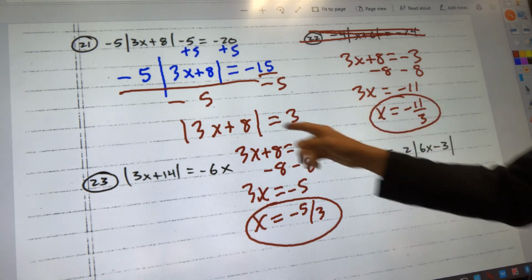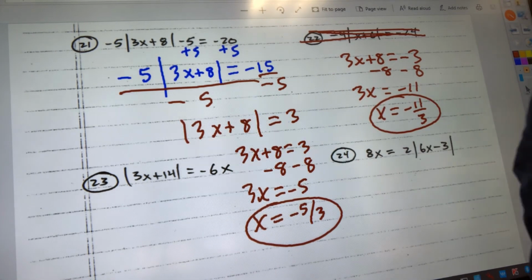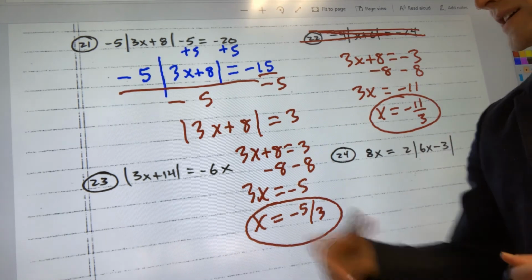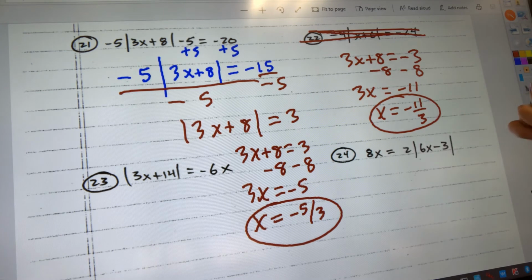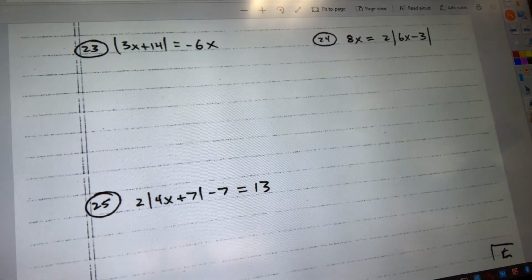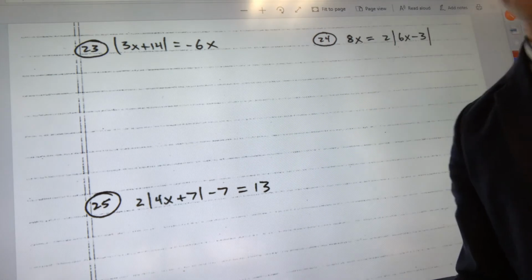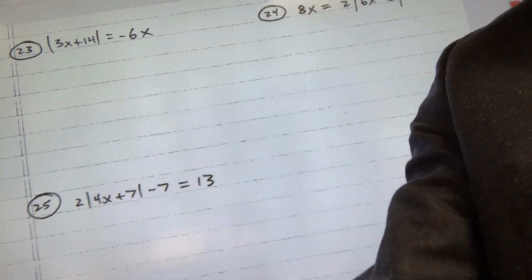Again, you don't need to check it. If you plug them back in, you'll get the absolute value of negative 3 equals 3, the absolute value of 3 equals 3. You only have to check if you have x's on both sides, on the opposite side of the absolute value, because an x isn't a constant. It's a variable. It changes. All right. You guys can do 25. Add 7 to both sides. Divide by 2. Then you'll have the absolute value of 4x plus 7 equals 10.